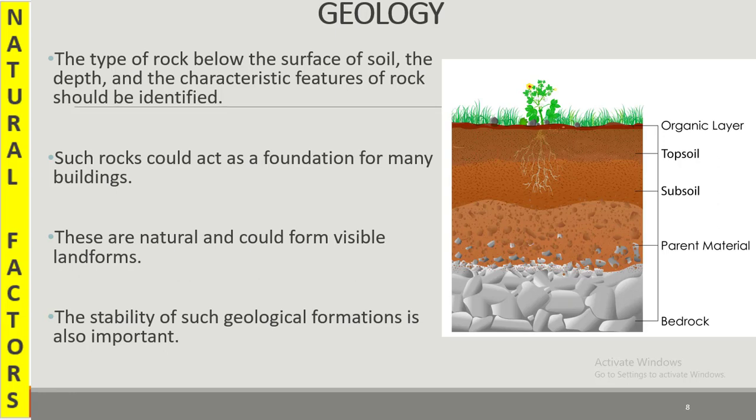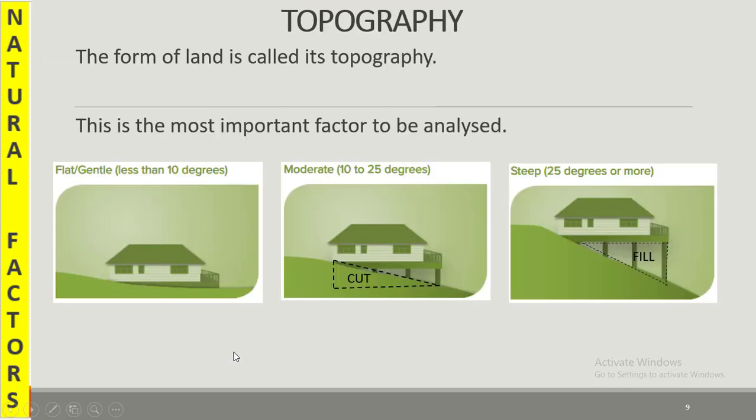In geology, the type of rock below the surface of soil, the depth, and the characteristic features of rock should be identified. Such rocks could act as a foundation for many buildings. These are natural and could form visible landforms. The stability of such geological formations is also important to decide the structure of the building.